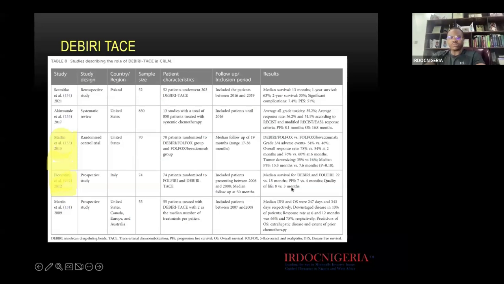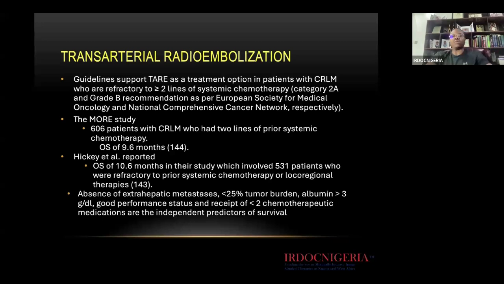And we've seen some studies doing Biri-TACE, which is irinotecan-laced beads. We did show some improved overall response rate versus FOLFOX and bevacizumab. Sorry for my pronunciation. But again, this is not something we really use anymore as far as TACE in colon cancer. We typically use transarterial radioembolization even in the salvage setting. We do have guidelines that still support using transarterial radioembolization as a treatment option in patients with colorectal cancer metastasis, especially who are refractory to over 2 lines of systemic chemotherapy.